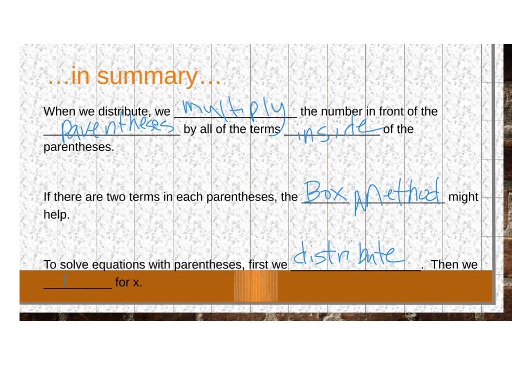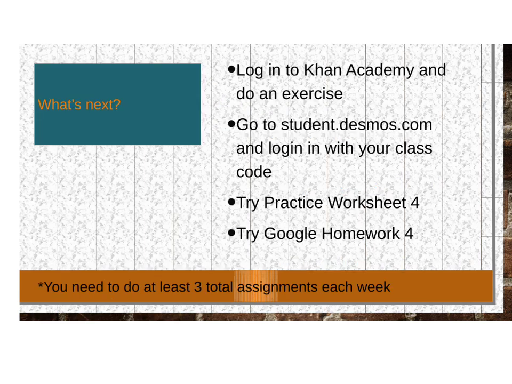And then we solve. All right. What's next? Well, you can log into Khan Academy and do an exercise. You can go to student.desmos.com and log in with your class code. You can try practice worksheet 4, or you can try Google Homework 4. Remember, you need to do at least 3 total assignments each week. They can be one of each, a worksheet, a Google worksheet, Desmos or Khan, or all of one variety.